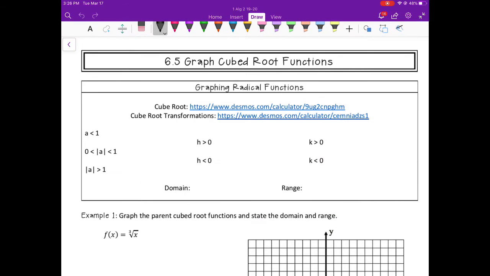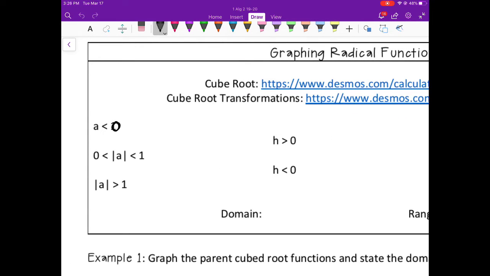So let's go ahead and summarize this. And I updated your note sheet, but I did not update mine. So if a is less than 0 is what that should say. That is going to be, as always, your reflection. And honestly, you can just copy this from our notes from day 1, where we were talking about square roots, because it's the same rules that apply, right?